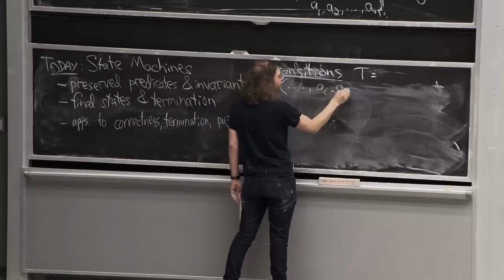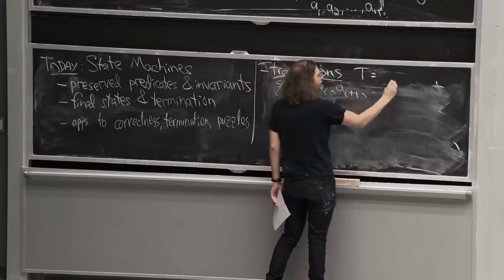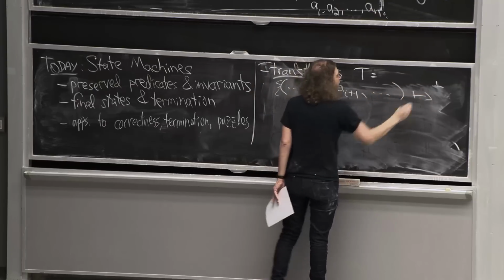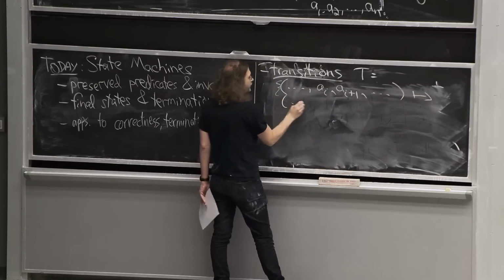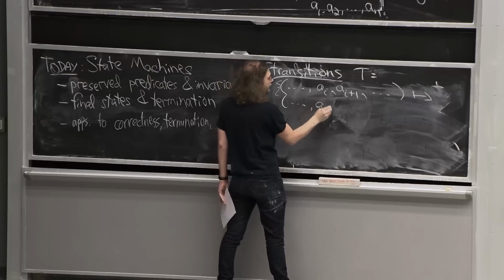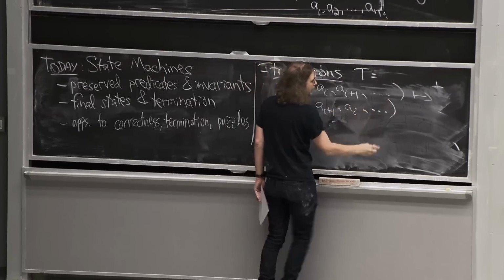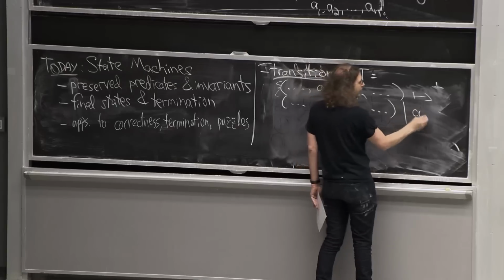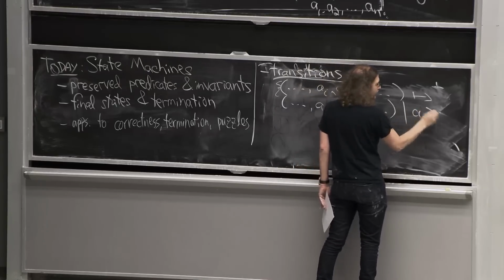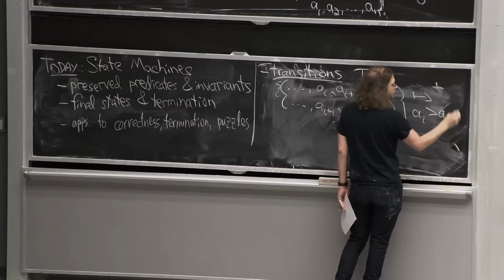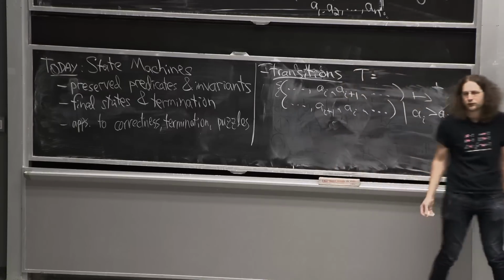Transitions are going to take some Ai, Ai+1 pair and swap them. So if we start with them in this order, they're going to end up in the opposite order. And we are only allowed to do this when Ai is bigger than Ai+1. So that's the transitions.